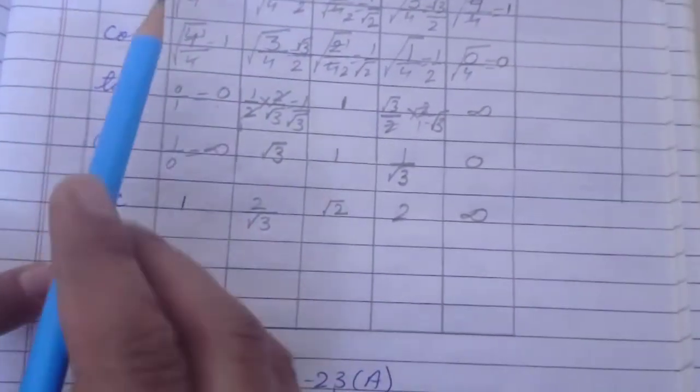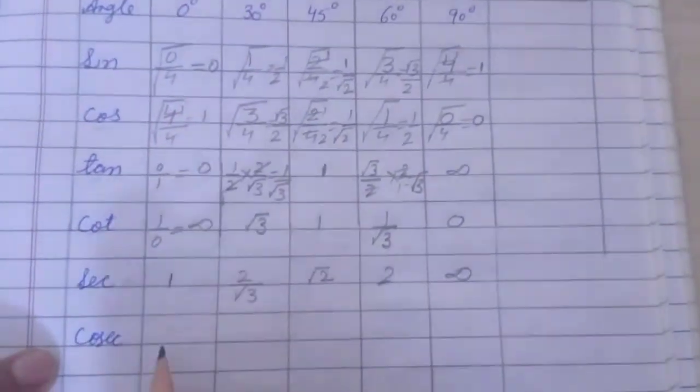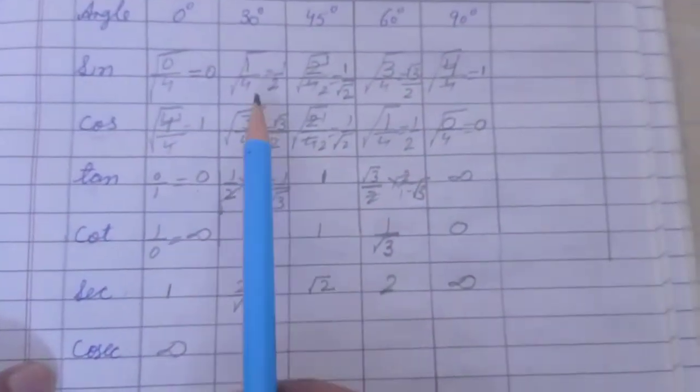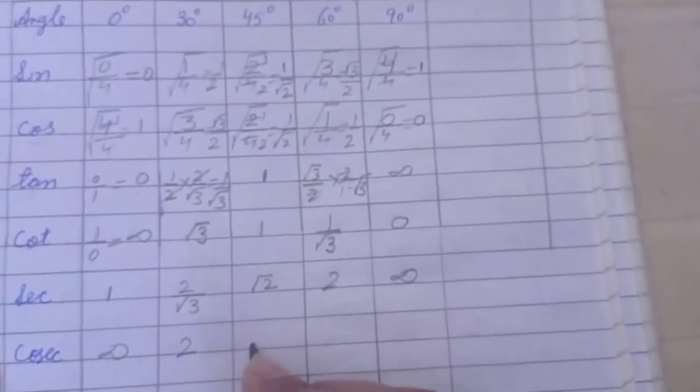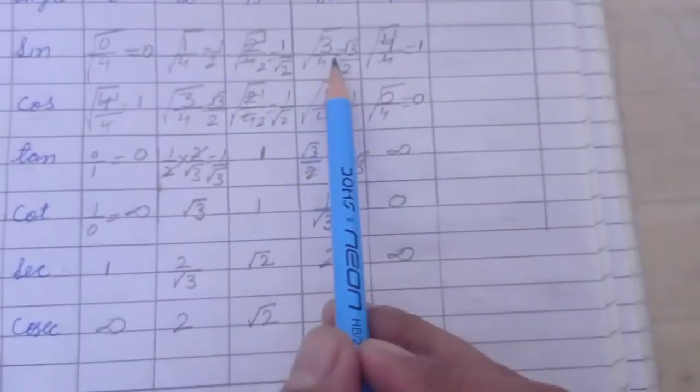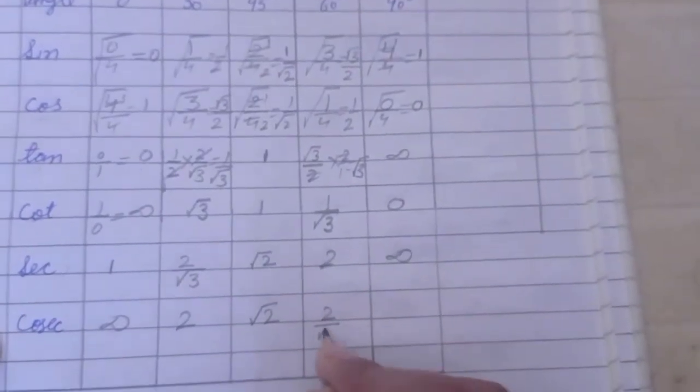Now cosecant is the reciprocal of sine. 1 over 0 will be infinity. Reciprocal of 1 by 2 is 2. Reciprocal of 1 by root 2 is root 2. Reciprocal of root 3 by 2 is 2 by root 3.